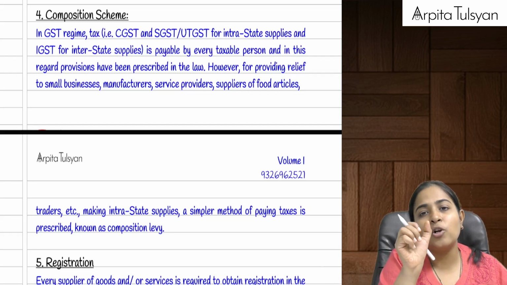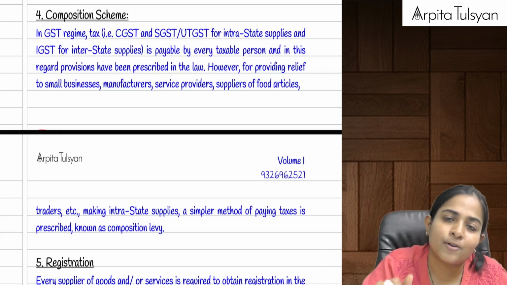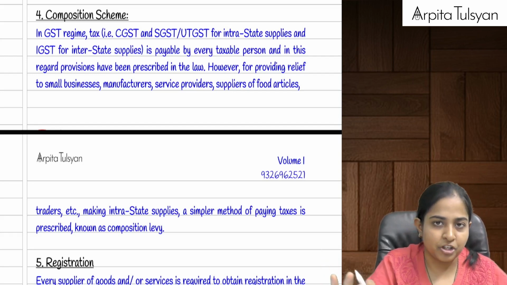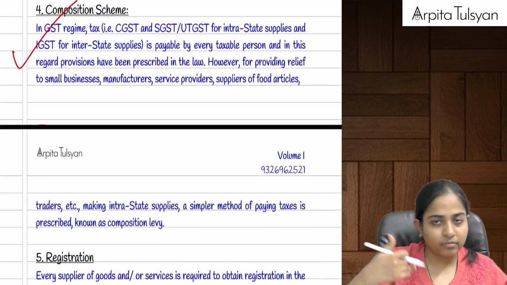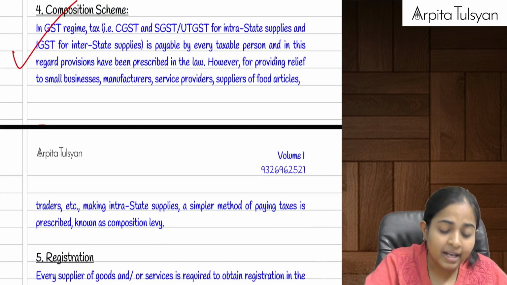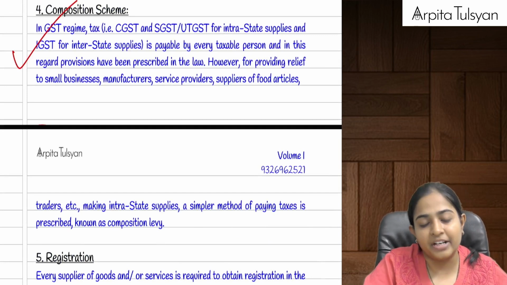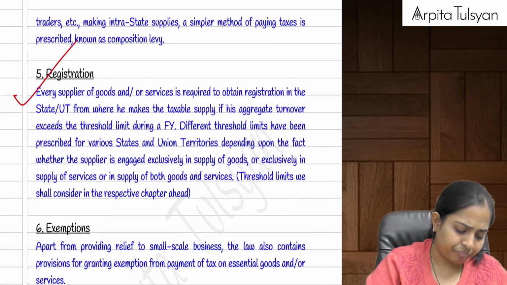They can pay a nominal amount of tax on their sale and that will be sufficient. There are many terms and conditions attached to it, but that we will study when we go ahead. This is given under your composition scheme.